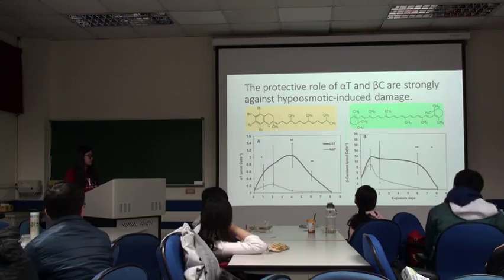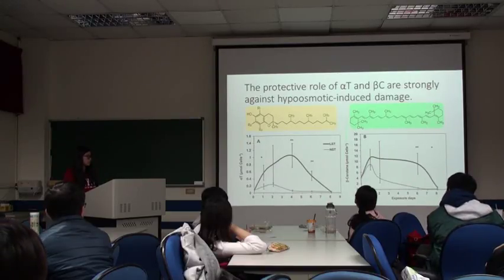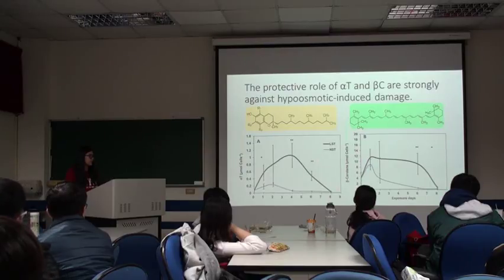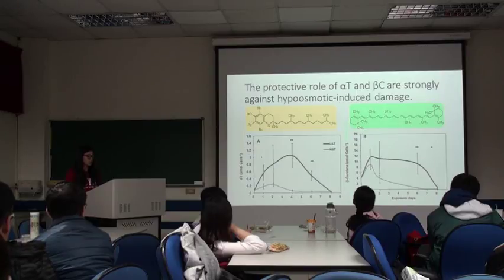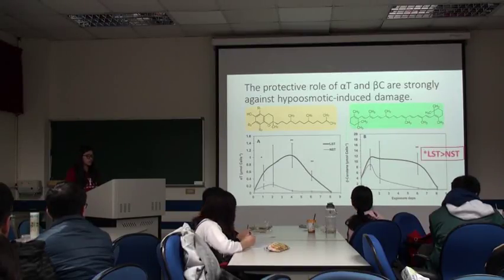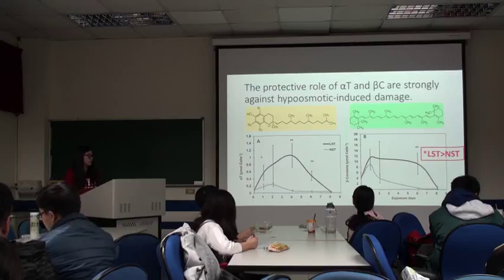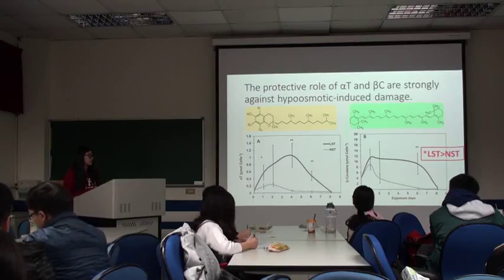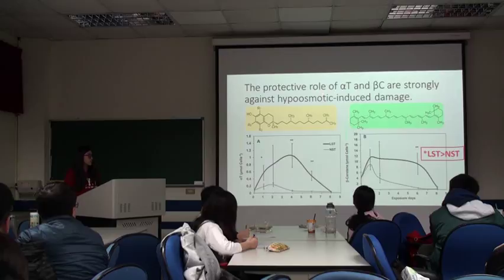In these two pictures, the x-axis is exposure days, and the y-axis in picture A is alpha T concentration. In picture B is beta C concentration. The yellow box shows the structure of alpha T, and the green box shows the structure of beta C. And we also can see the readings of LST are higher than NST. And that means the protective roles of alpha T and beta C are strong against hypoosmotic induced damage.